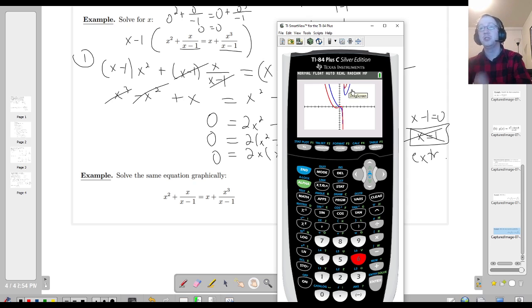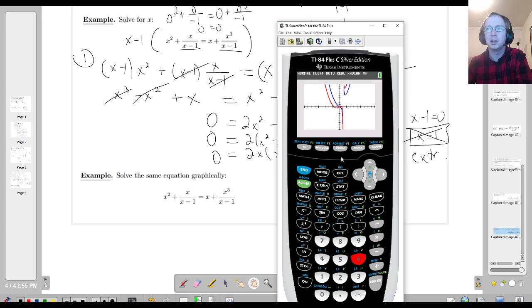One of the disadvantages to trying to solve these graphically is it might take a lot of work to find where those guys intersect. Did they intersect off the top of the screen? I'm not sure. Did they intersect off the bottom of the screen? Unclear. In a lot of ways it's actually easier to solve these algebraically, but I can at least confirm that I've got that solution right there.